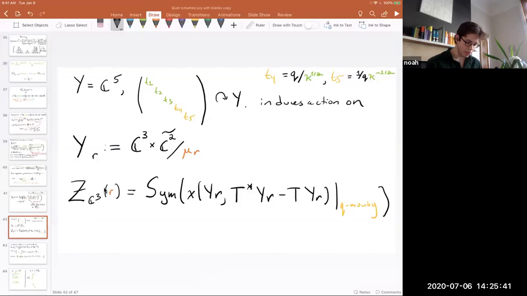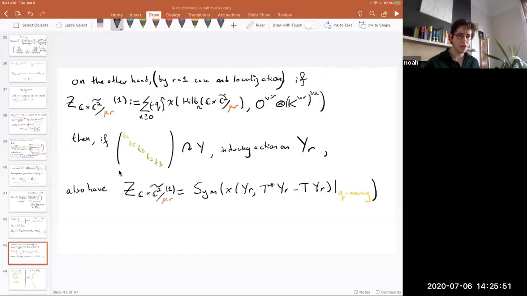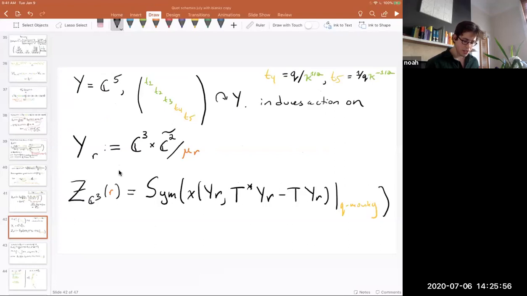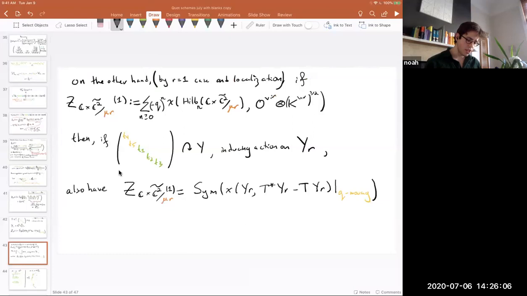On the other hand, what else could I do? Instead of looking at C3, I could replace C3 by a different surface. I could replace it by just C times the C2 mod mu r. So instead of looking at the threefold given by the first factor of this product, I could break up that factor and look at the series formed by the length 1 quotients by the Hilbert scheme on C times C2 mod mu r.